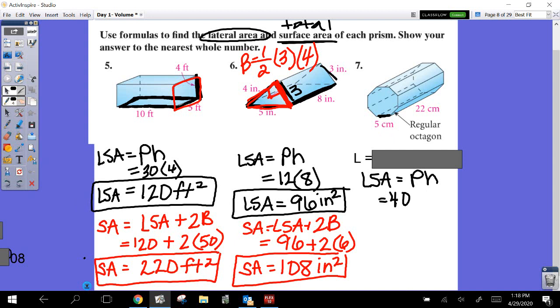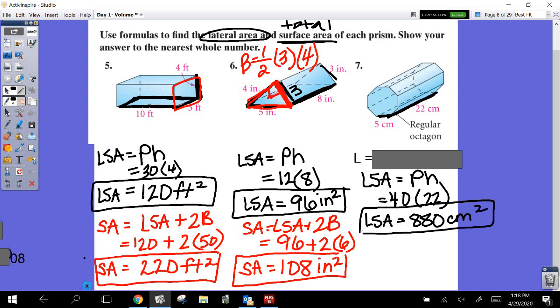All right, now the height of the octagonal prism is the distance between the two bases, so that's going to be 22. And I believe that's going to make my lateral surface area 880 centimeters squared. Okay. Now I need to do my total surface area. Total surface area is my lateral surface area plus 2B. So it's going to be 880 plus 2 times my area of my base.